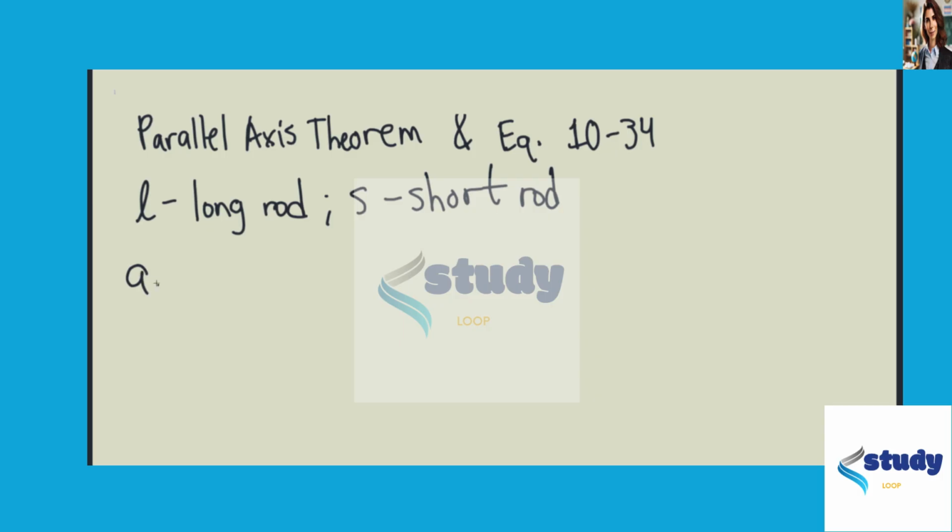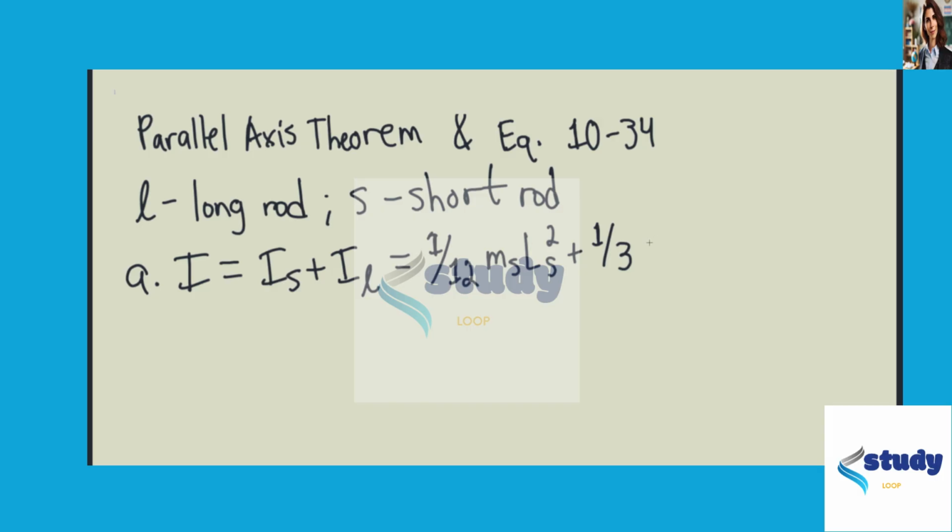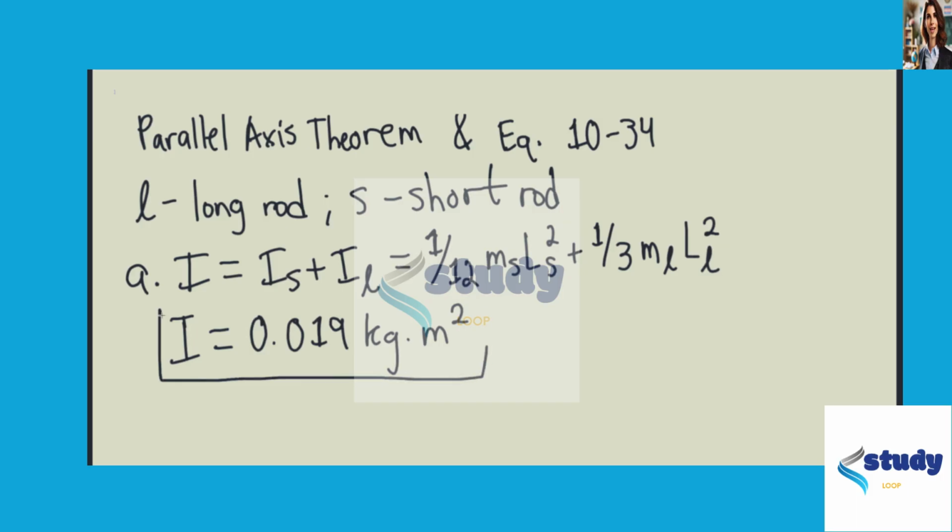And we can say that for part A, the rotational inertia would be equal to the moment of inertia of the short rod plus the moment of inertia of the long rod. This would be equal to 1/12 times m sub s, the mass of the short rod, times the length of the short rod squared, plus 1/3 times the mass of the long rod times the length of the long rod squared. And solving, we find that the moment of inertia equals 0.019 kilograms meter squared. So this would be your answer for part A after essentially just plugging in.